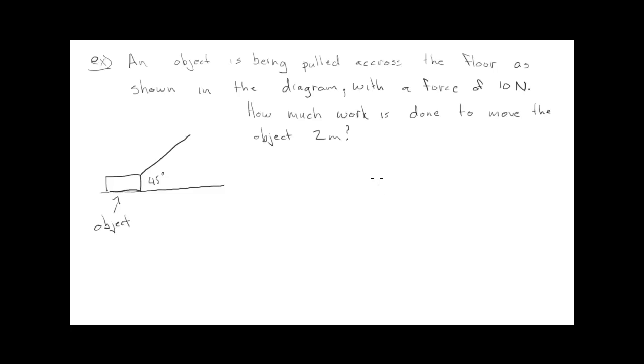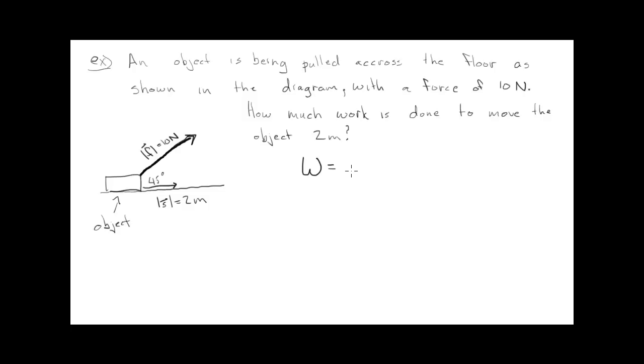Okay, here's a very straightforward example. There's an object being pulled across the floor as shown in the diagram, similar to the way we explained it above. It must be attached to a rope or something, and we're pulling it at an angle of 45 degrees to the ground, and the object is traveling right across the floor. The magnitude of the force is 10 newtons, and we want to move the object 2 meters, so that would be the magnitude of S, and we want to know how much work's done.